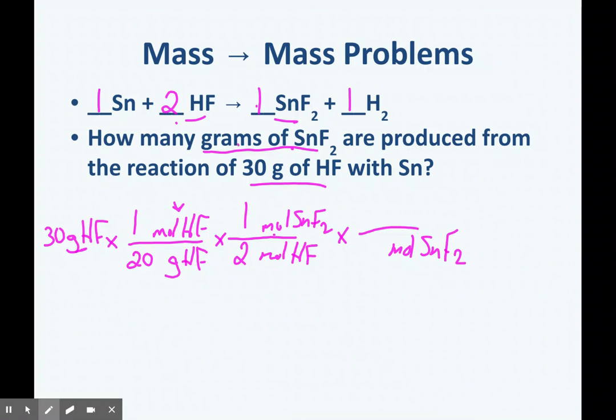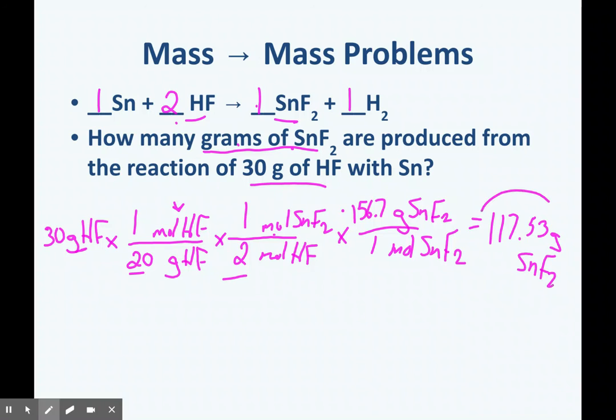And now we're looking for grams of SnF2. So 1 mole with the gram, and this mass is 156.7. So now we're ready to solve. 30 times the 156.7 divided by 20 divided by 2 is going to give me 117.53 grams of SnF2. And that's my answer.